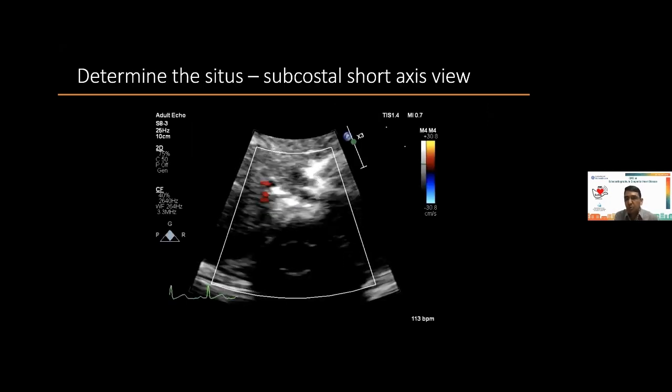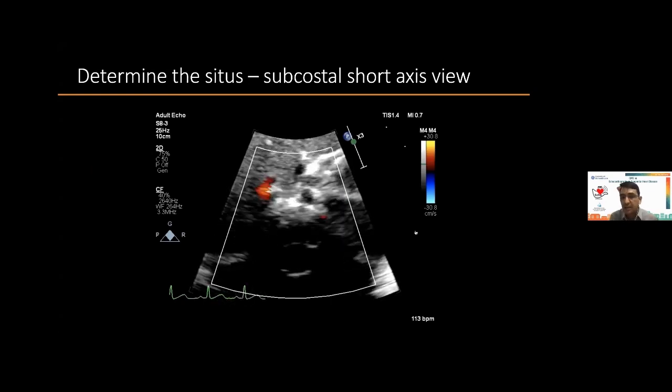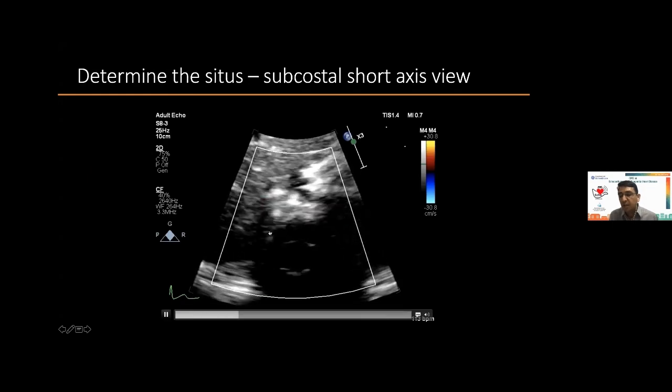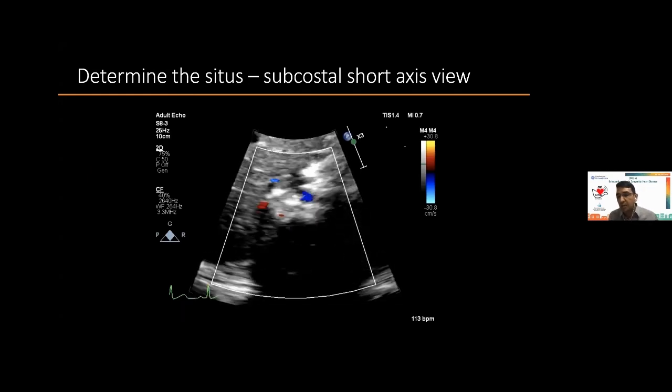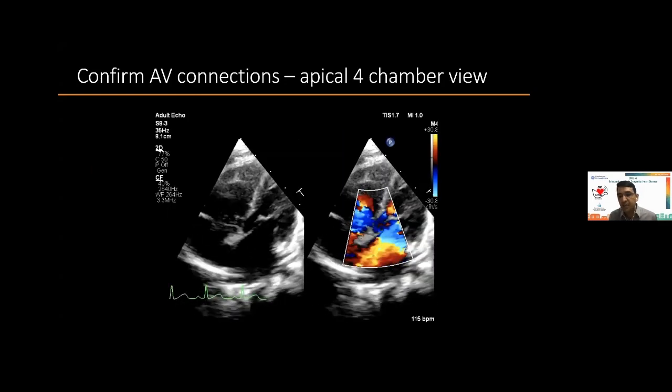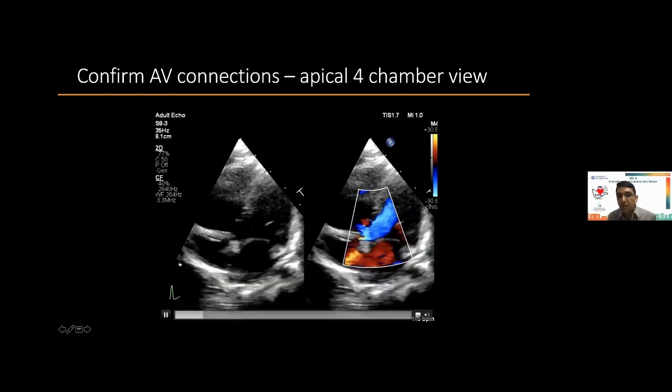Now coming to echocardiography, you start with the situs. If the aorta is to the left, IVC is to the right, then we are dealing with abdominal situs solitus. There are other ways, and I think it has been dealt with in previous talks. I'll not go into the details of that. You confirm AV connection.